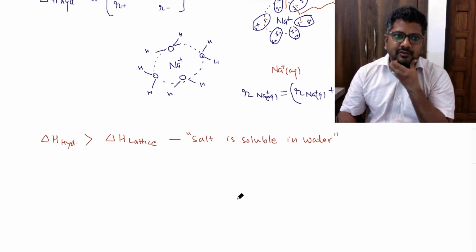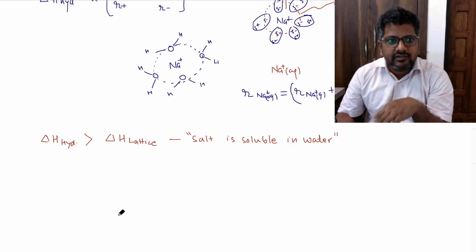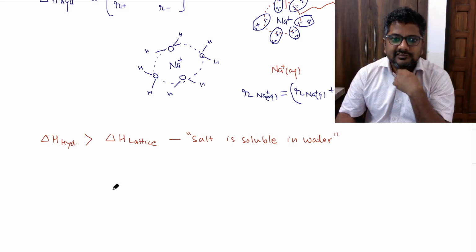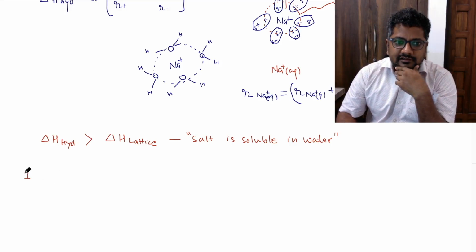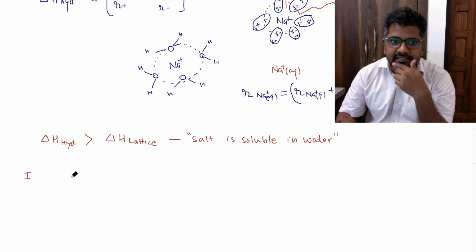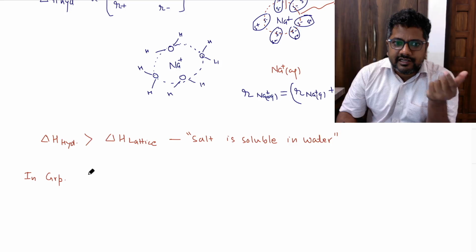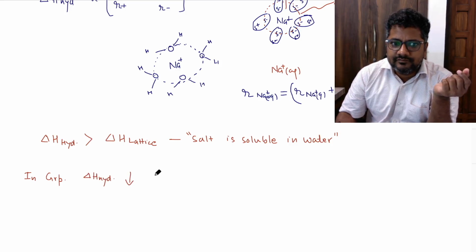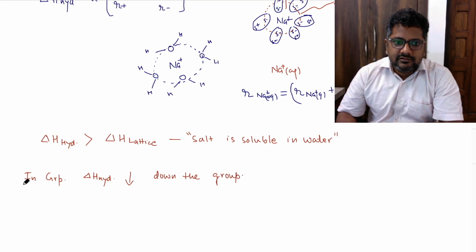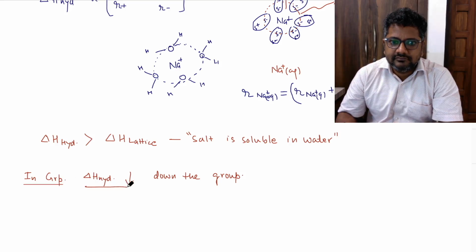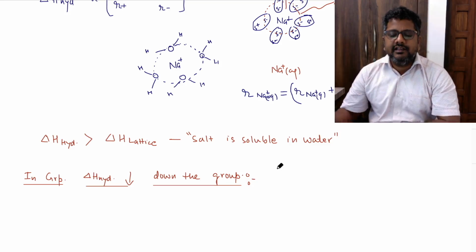But again, we have a problem: lattice energy also decreases down the group, because it has an inverse relation with size. So in the group, lattice energy decreases, and hydration energy, delta H hydration, also decreases down the group. So it is very difficult to predict the trend of solubility in any group.